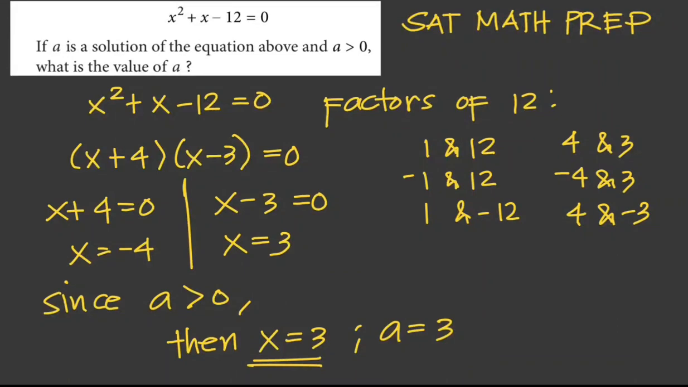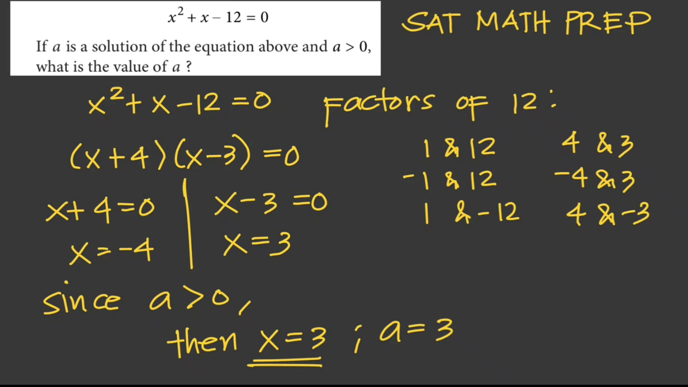Let's solve this problem here. So we're given this quadratic equation x squared plus x minus 12 equals 0. If a is a solution of the equation above and a is greater than 0, what is the value of a? So a here is the root or the value of x.